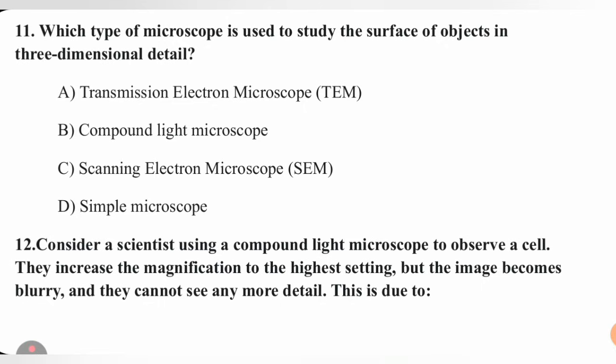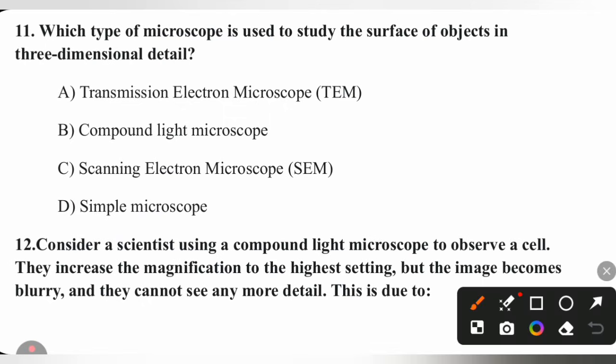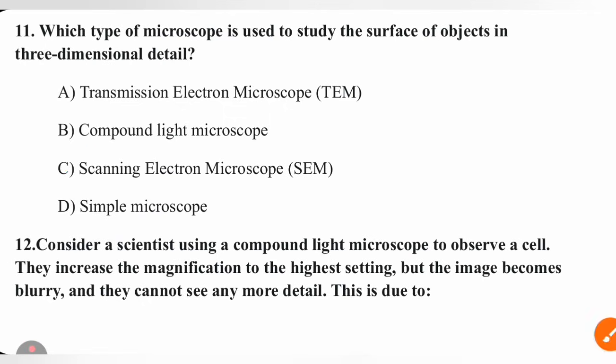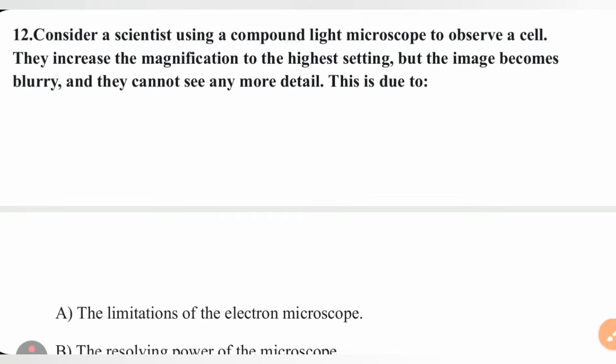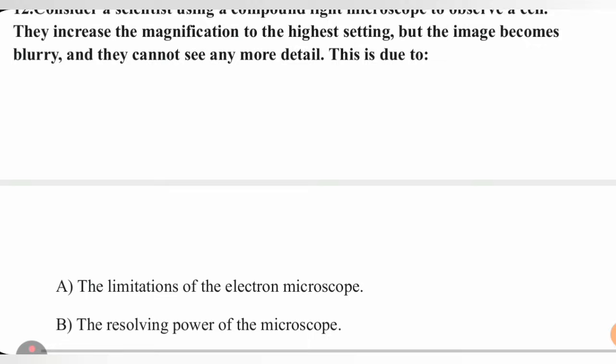Which type of microscope is used to study the surface of objects in three-dimensional detail? Obviously, scanning electron microscope. Consider the scientists using a compound light microscope to observe a cell. They increase the magnification to the highest setting, but the image becomes blurry and they cannot see any more detail.